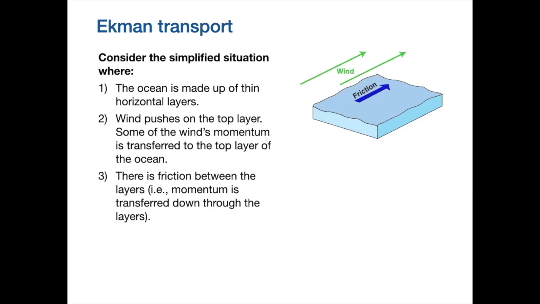So consider a simplified situation where we have an ocean that's made up of a bunch of thin horizontal layers, like a deck of cards. And we're going to assume that the wind flows across the top layer, and it imparts some of its momentum, generally around 2 to 5% of its momentum, into that top layer of the ocean. And then there is friction between the layers. So some amount of the momentum from the movement of the top layer will be transferred to the next layer down, but it's not 100%. So there'll be energy lost as the momentum goes down through the different layers.